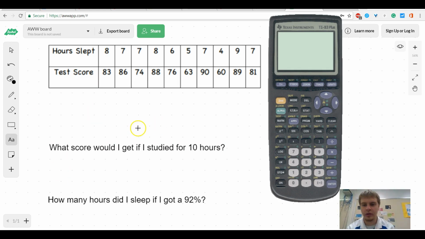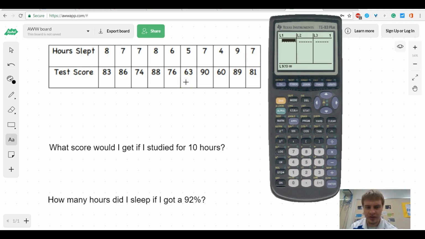So the first thing you're going to want to do is click this button, Stat, on your graphing calculator. Then we're going to go to Edit and hit Enter. You'll notice that you have all of these lists. We only need the first two to fill in. Your first list, or list 1, is always going to be your x values, and your list 2 will always be your y values.